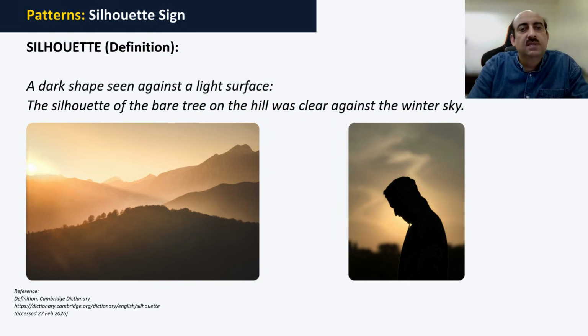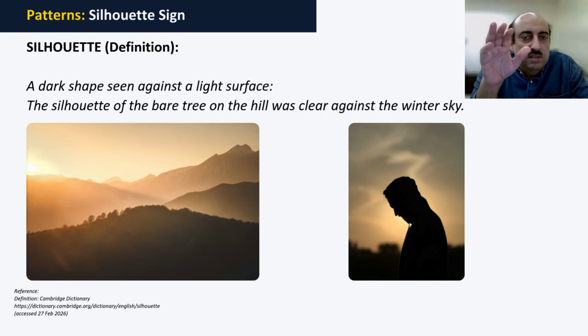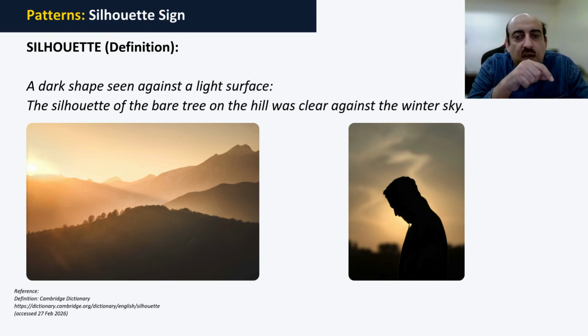Let's quickly look at the silhouette sign. What is it actually in English? It's quite a confusing concept, so we need to understand it in English first. The Cambridge Dictionary defines silhouette as a dark shape seen against a light surface or a light background. For example, if you look at the distant sky and you can see the mountains or the trees, the shadow formed by the mountain or the trees is the silhouette of those mountains and trees. Same as a person standing against a light background, you can make out the silhouette, the outline of that person.